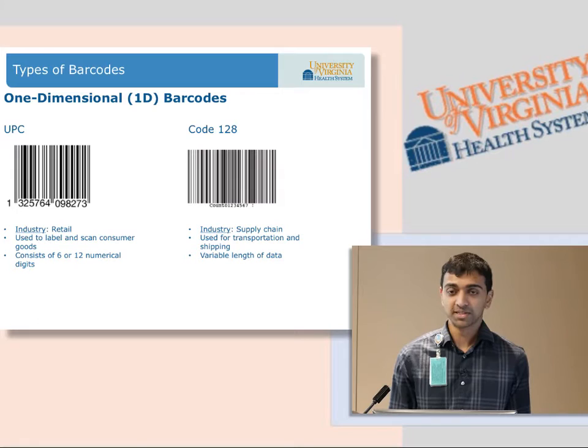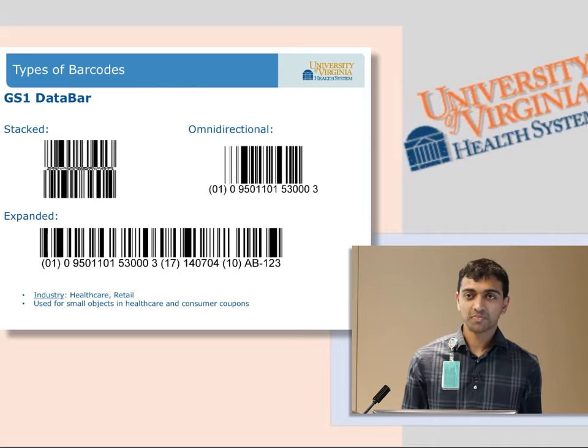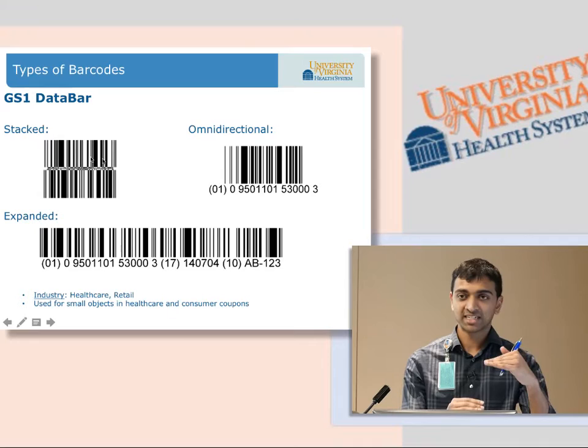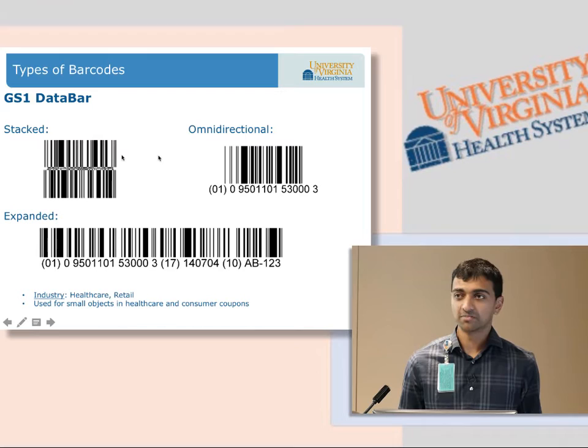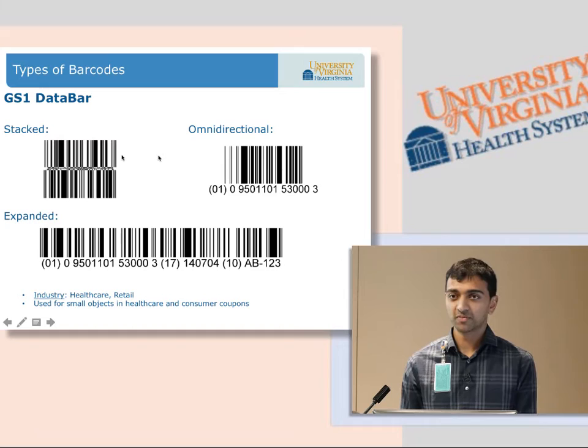The next type is GS1 DataBar. These take a little bit less space and can contain more information. I'm sure you all have seen these on some vials, these stacked types of barcodes. So it's basically a way of saving space, but still being able to convey more information. The issue with this, though, is that it could be too big for, say, a vial or a unit dose pack.